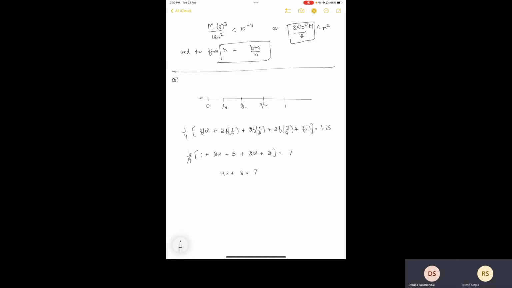Sir, the formula will be 1 by 4 also. Yeah, it will be this. So 4 alpha is equal to 6. Alpha is equal to 1.5, right? Yes, sir. But still you were getting something else. Yes, sir. I forgot to multiply by 1 by 4.